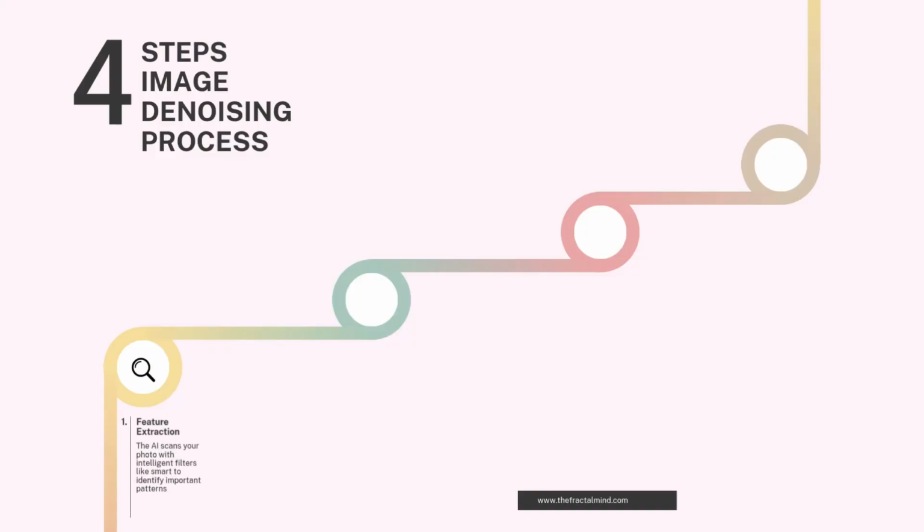Before we dive deep, let me give you a big picture of the 4-step process that AI uses to denoise your photos. Step 1, feature extraction. Your AI becomes a detective, scanning your photo with intelligent filters like smart magnifying glasses to identify important patterns like edges, texture, and shapes while ignoring irrelevant details.